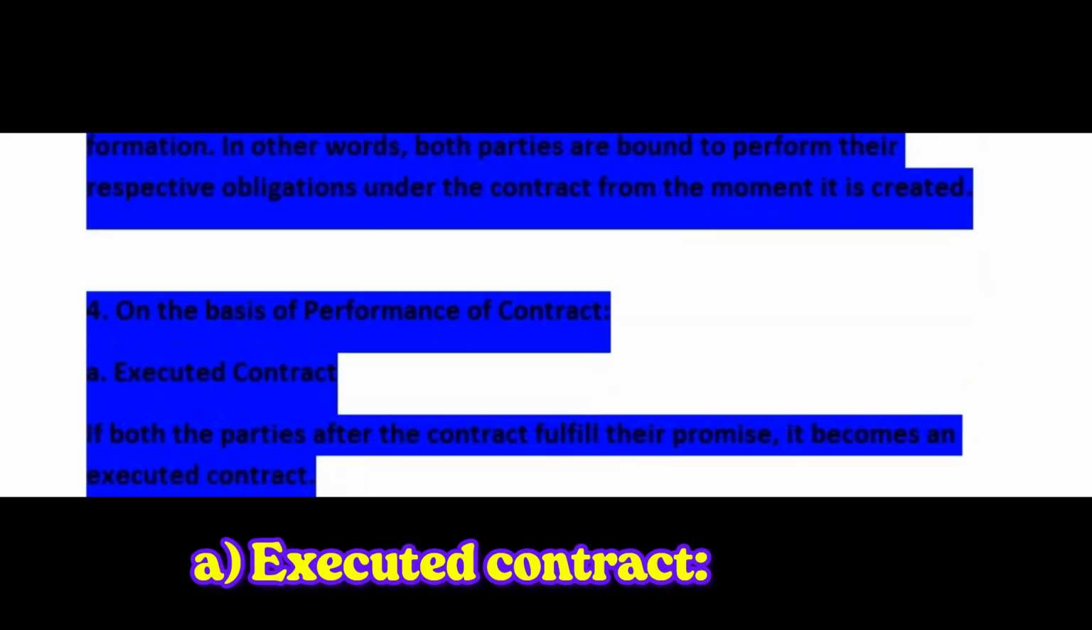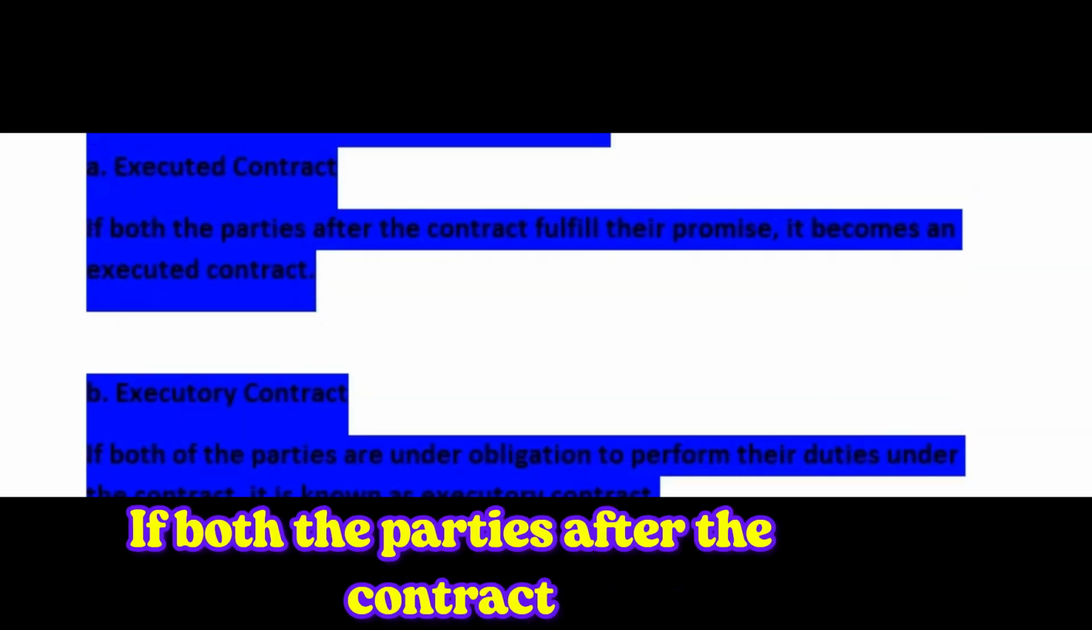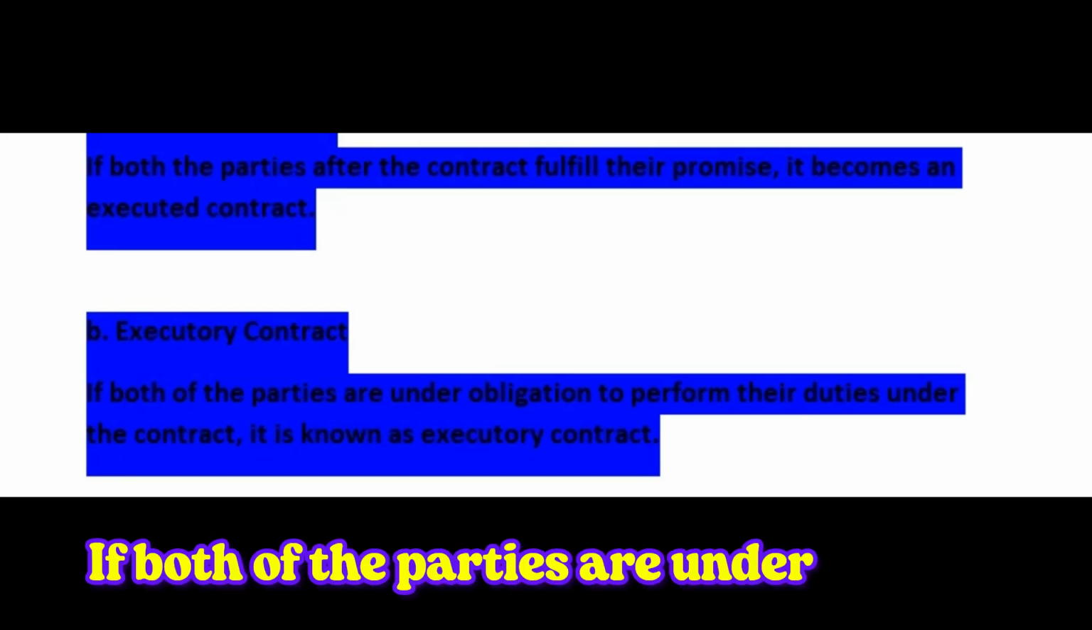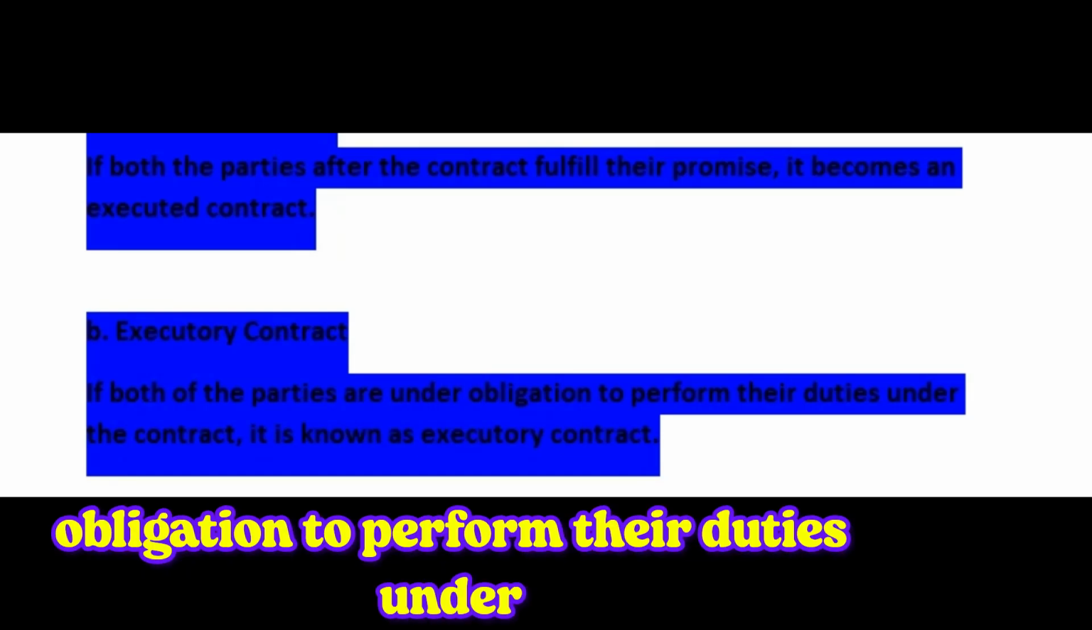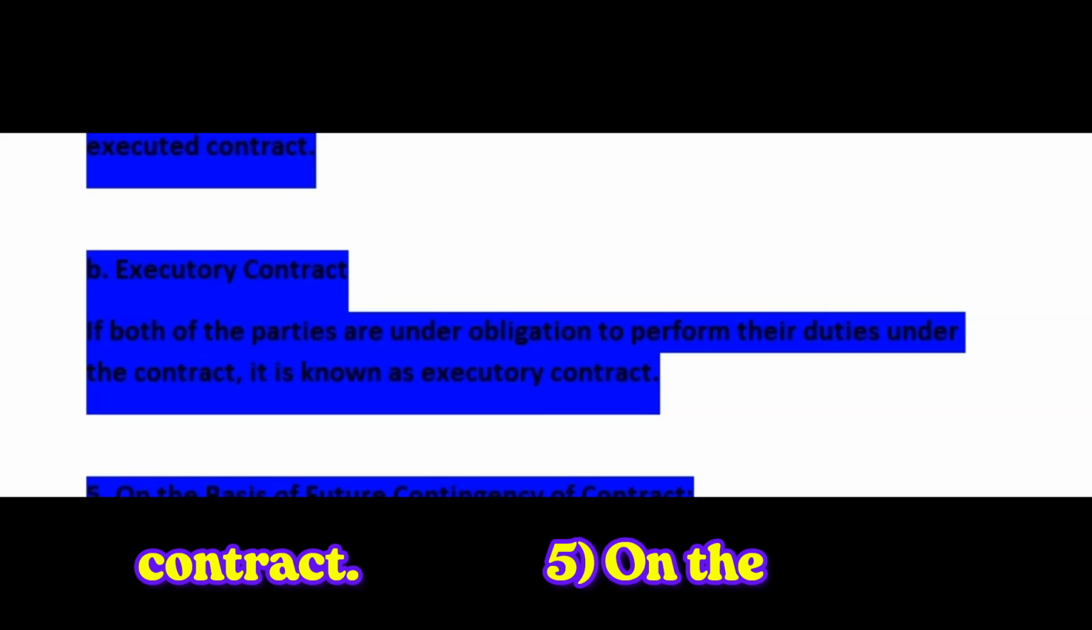A. Executed contract. If both the parties after the contract fulfill their promise, it becomes an executed contract. B. Executory contract. If both of the parties are under obligation to perform their duties under the contract, it is known as executory contract. 5.